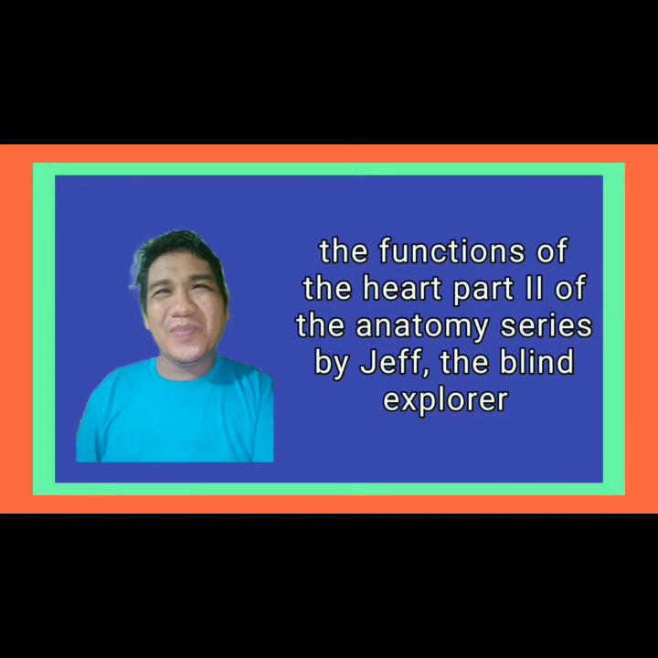AV bundle. It then passes rapidly through the AV bundle. Bundle branches and Purkinje fibers. The wave then continues on through the right and left bundle branches, and then to the Purkinje fibers in the ventricular walls, resulting in a contraction that ejects blood, leaving the heart.